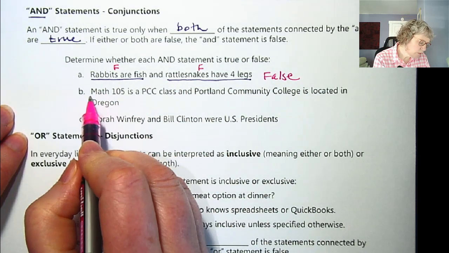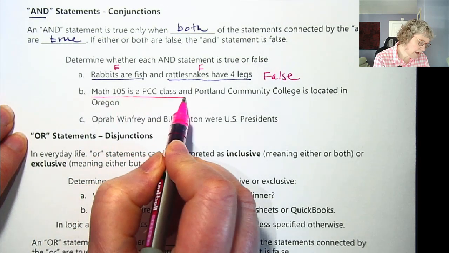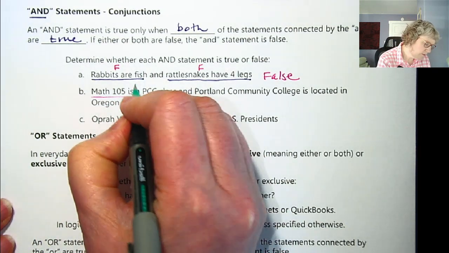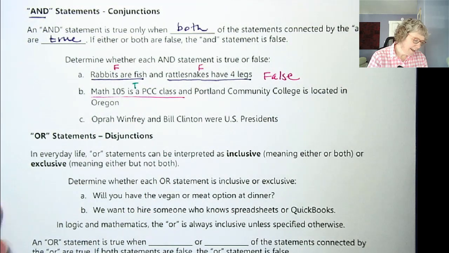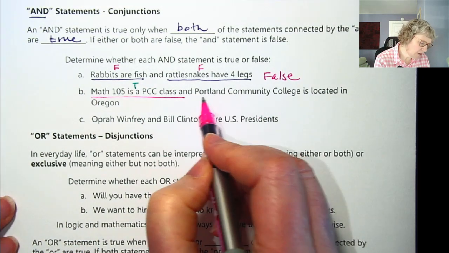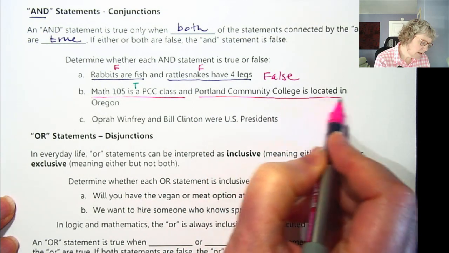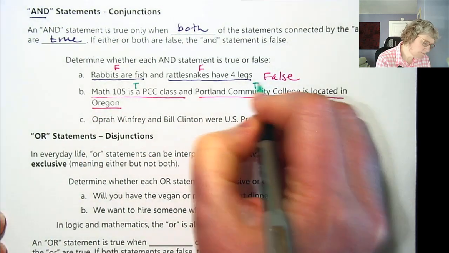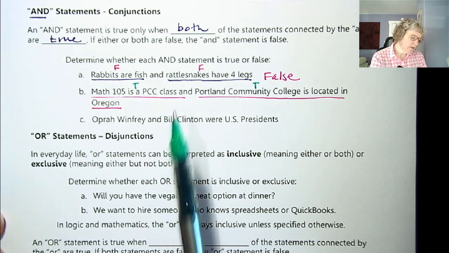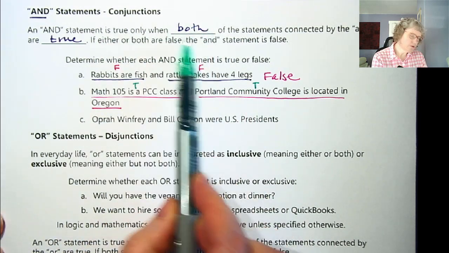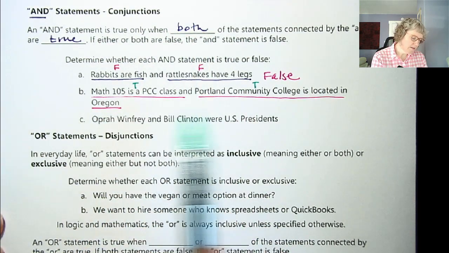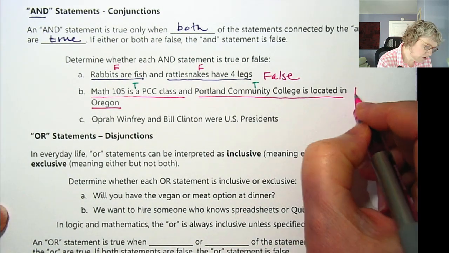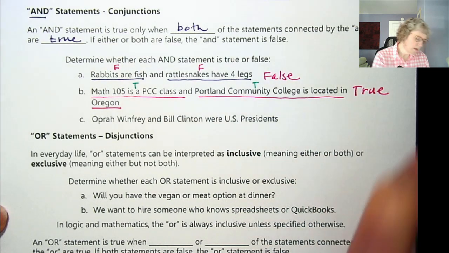Let's do another one. Math 105 is a PCC class. That is true. You are probably taking it right now. And Portland Community College is located in Oregon. That is also true. Portland, Oregon. So now we have a true and a true. So both are true. Our complete statement, our compound statement, our conjunction, is true.